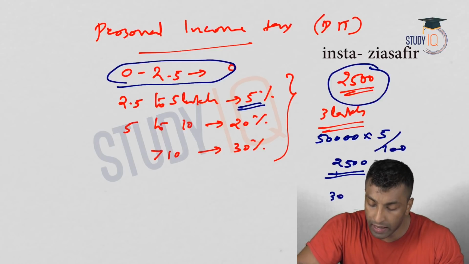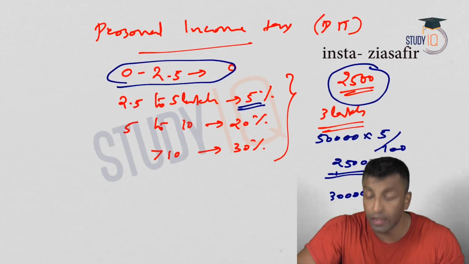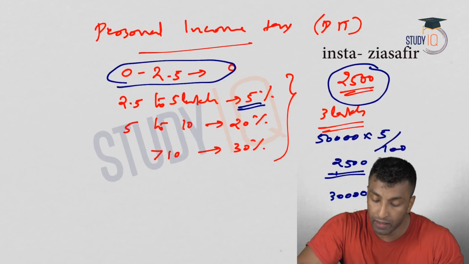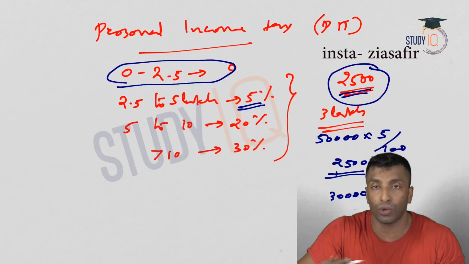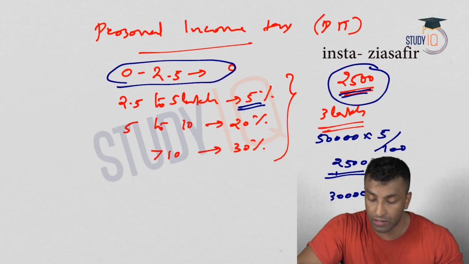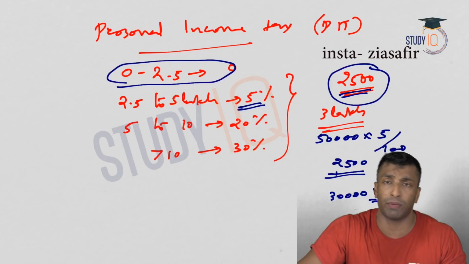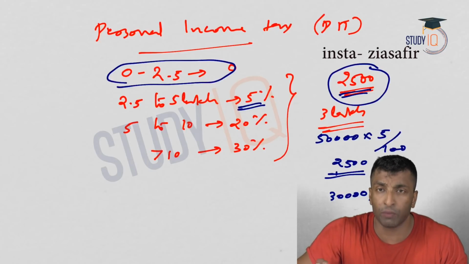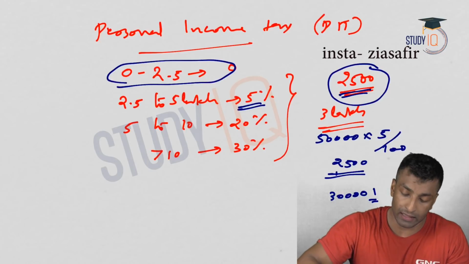But if your income is 3 lakh 1, then you are supposed to pay this 2,500 because it is crossing the 3 lakh, and you need to pay 5% for this 1 rupee also. That means 0.05 rupees, 5 paisa, you need to pay. So I hope that is understood. That's what I mean by tax rebate.